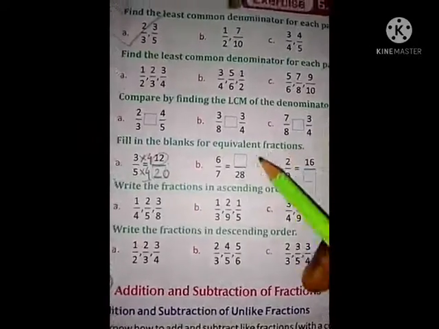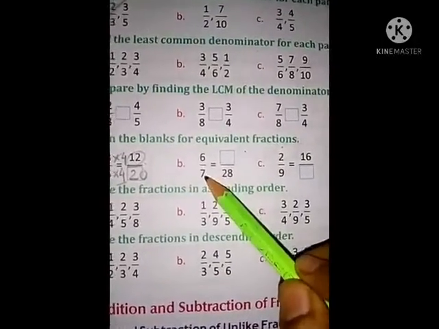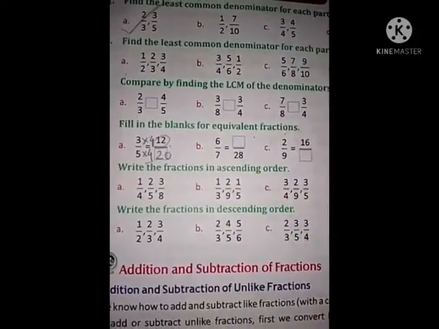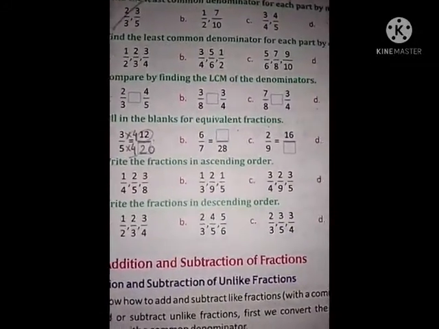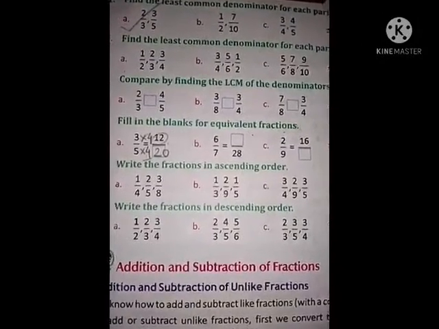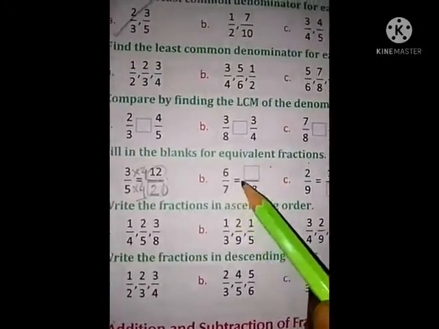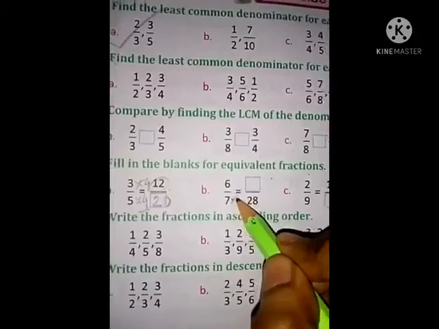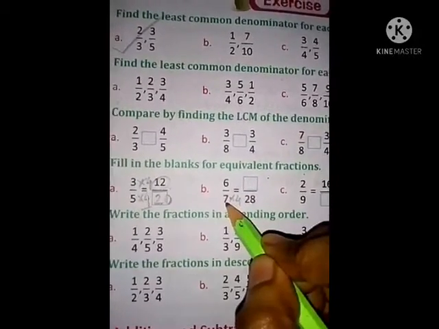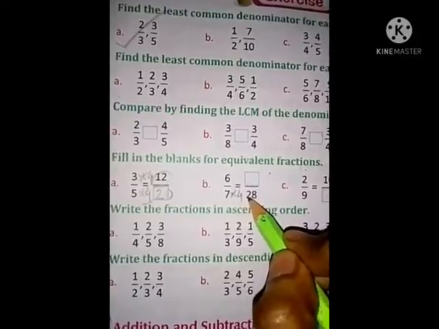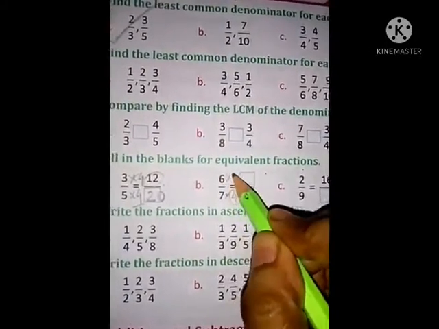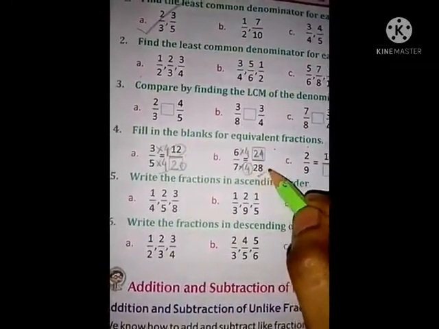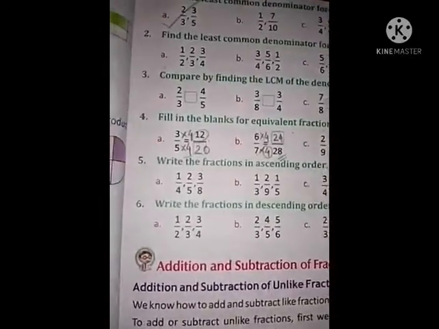Okay, see this also. What number is multiplied by 7 to get 28? So to do all these problems, you have to memorize the multiplication table very clearly. Okay, 7 1s are 7, 7 2s are 14, 7 3s are 21, 7 4s are 28. So 7 is multiplied by 4 to get 28, and we have to multiply the same number with the numerator also. 6 4s are 24. So the answer is 24. Understand? So like this, do the others. Okay, this is your homework.